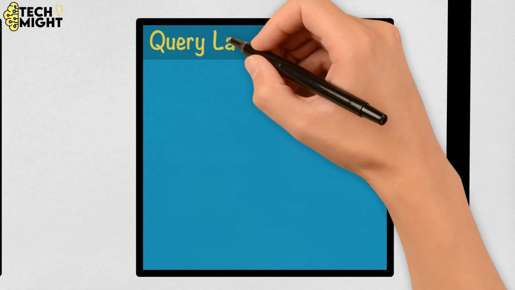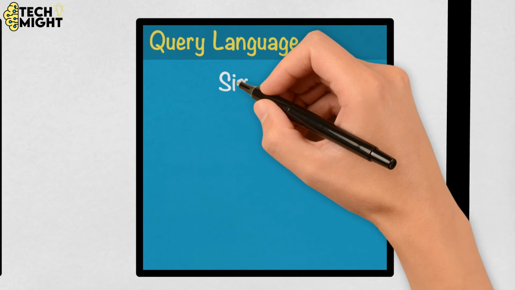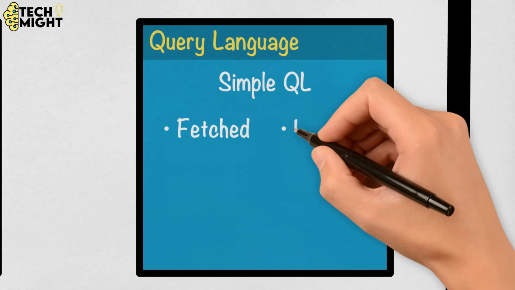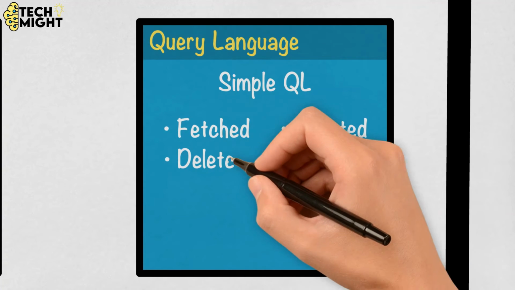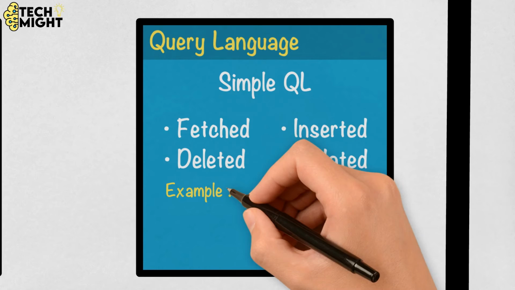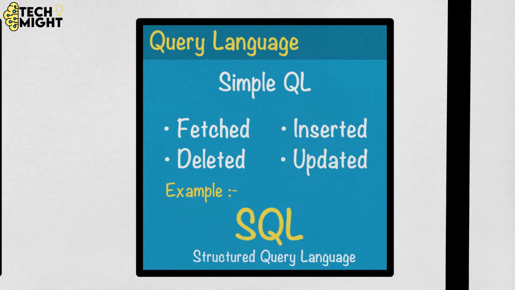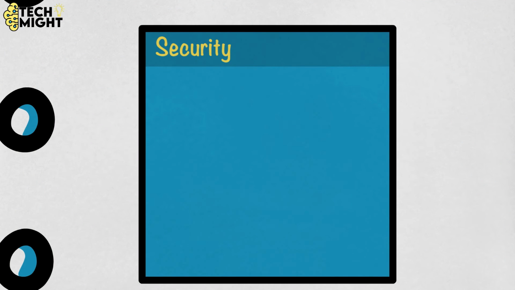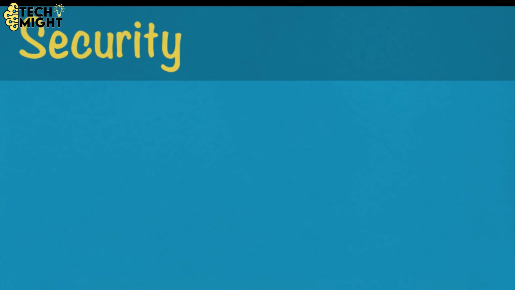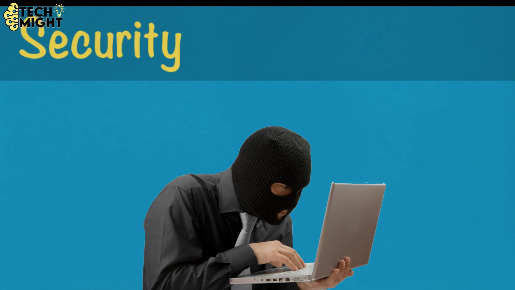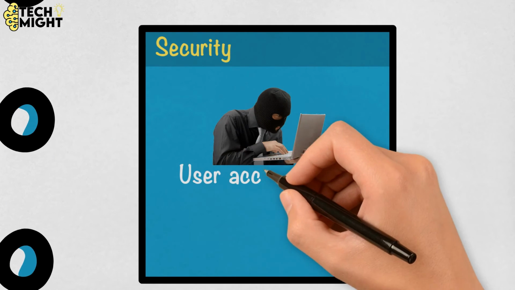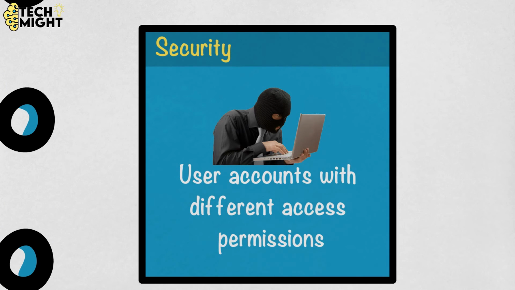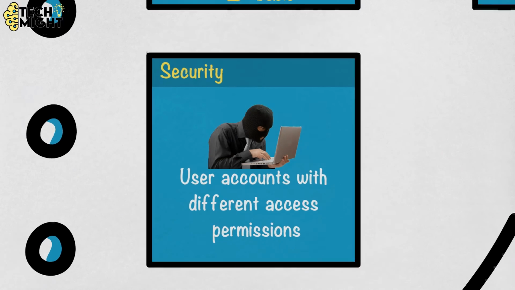4. Query language. DBMS provides users with a simple query language, using which data can be easily fetched, inserted, deleted, and updated in a database. An example of query language is SQL, often pronounced as sequel. 5. Security. The DBMS also takes care of the security of data, protecting the data from unauthorized access. In a typical DBMS, we can create user accounts with different access permissions, using which we can easily secure our data by restricting user access.